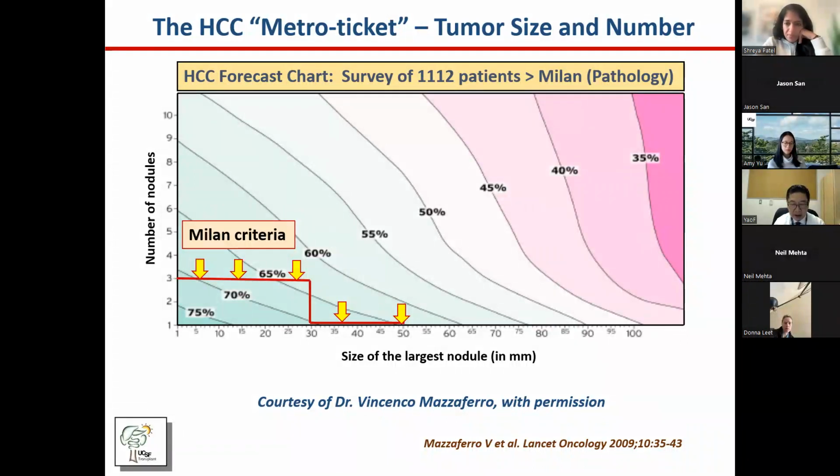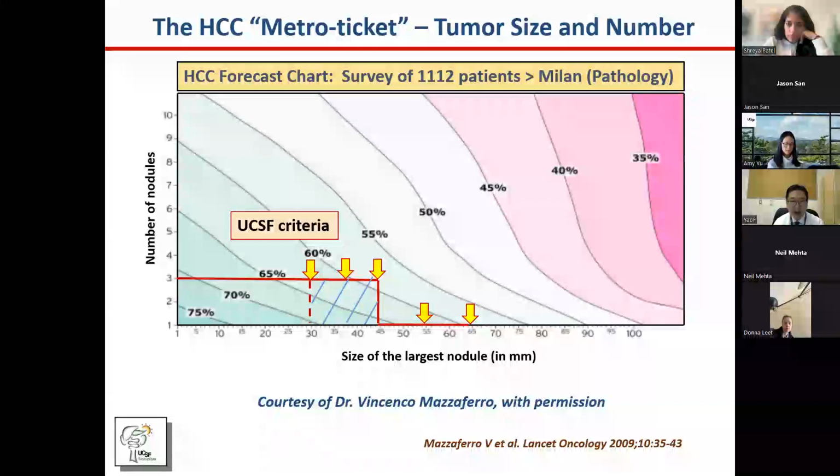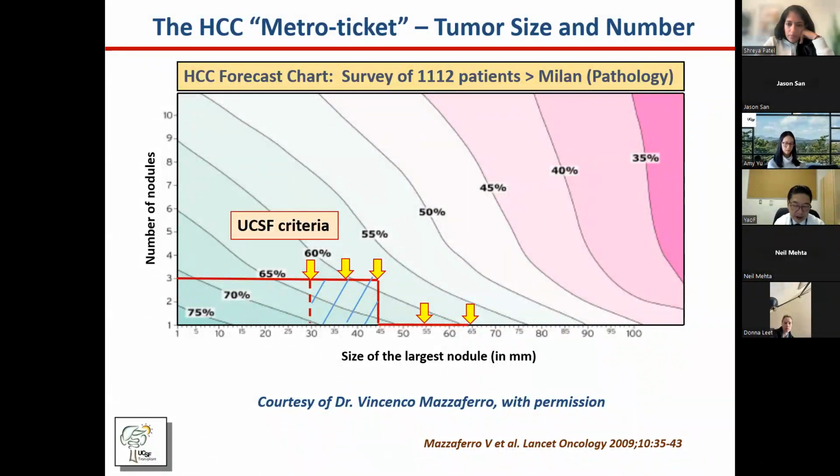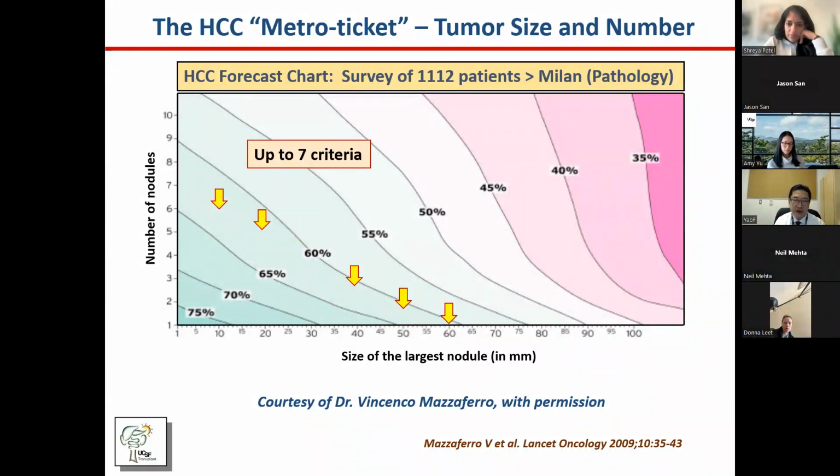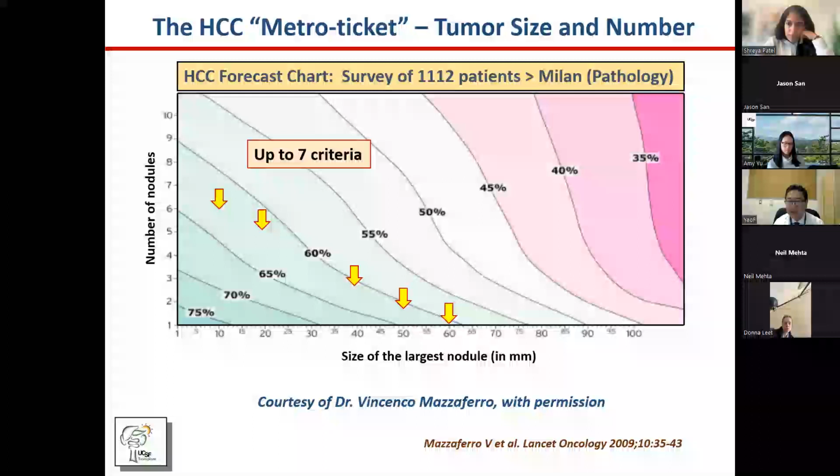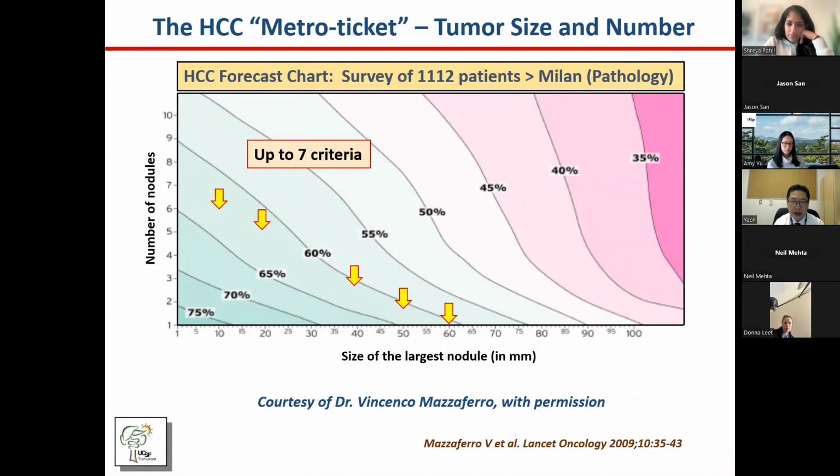Now, the Milan criteria, you can see that the expected 5-year survival rate is in the 65 to 75% range. The UCSF criteria cover a very small area in the Metro ticket, and the shaded area represents those within UCSF, but beyond Milan criteria, the projected 5-year survival was in the 60 to 70% range. And then the up to 7 criteria, which means the sum of the tumor number and the largest tumor diameter equals 7, like single lesion up to 6 centimeters or 2 lesions up to 5 centimeters, the expected survival is around 60%.